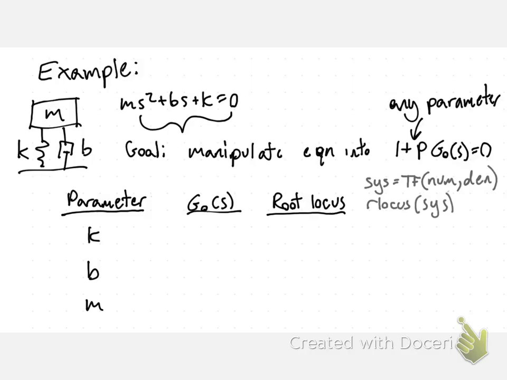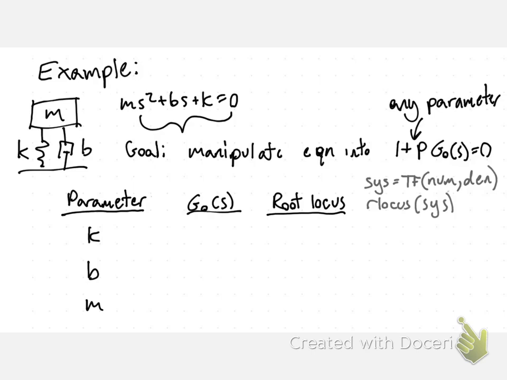Okay, and I just recalled that MATLAB code, so I moved over the text a little bit. So we have system is equal to transfer function, numerator, denominator, root locus of system. I'm just going to draw these on this board, but you can verify later on. So if our parameter is k, we want to have the equation ms squared plus bs plus k manipulated into the format 1 plus k times GO of S is equal to 0.